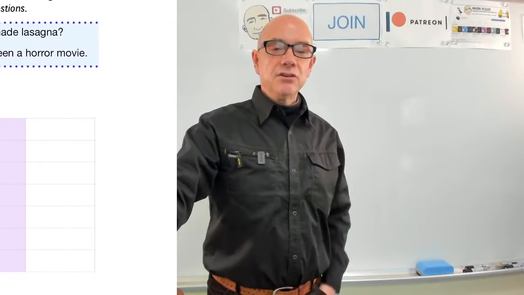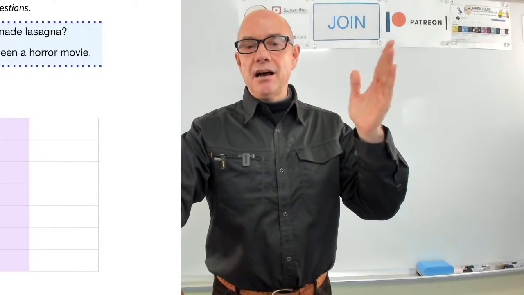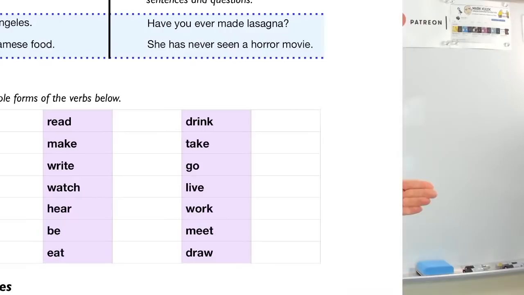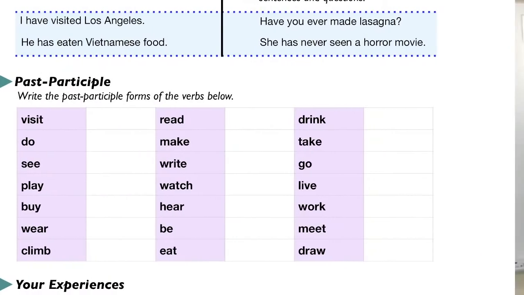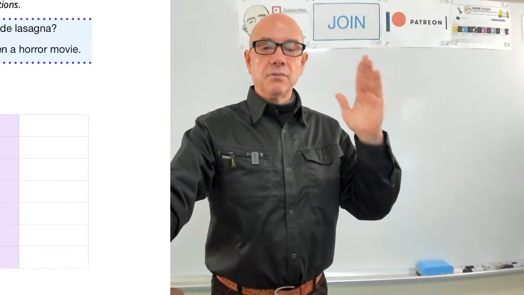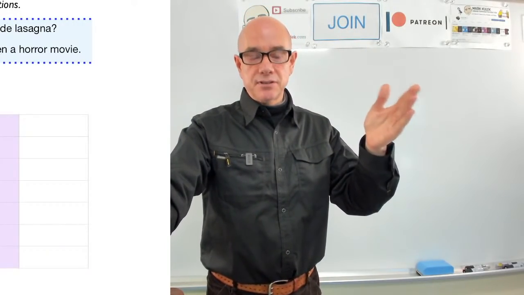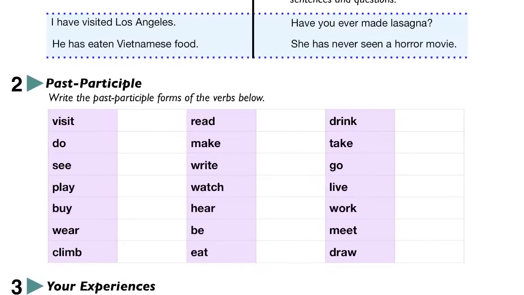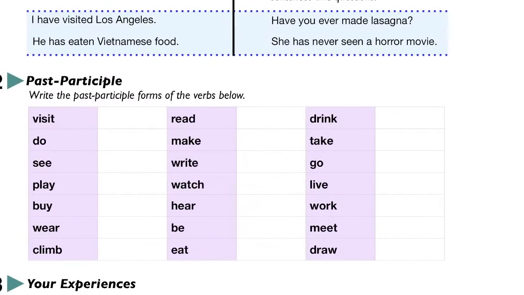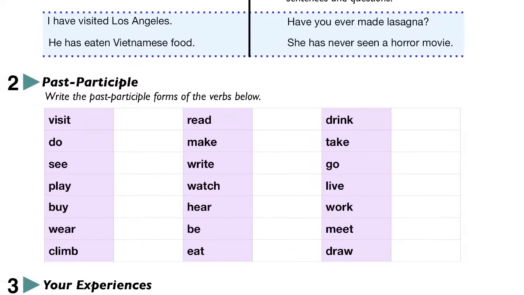And so the verb is in the past participle. When we talk about our experiences in our life, we use the past participle. We're going to practice the past participle right now. So please, in the chat, write the past participle forms of the verbs below.